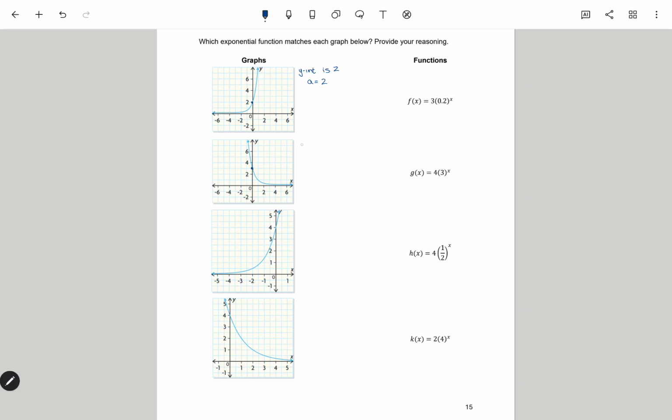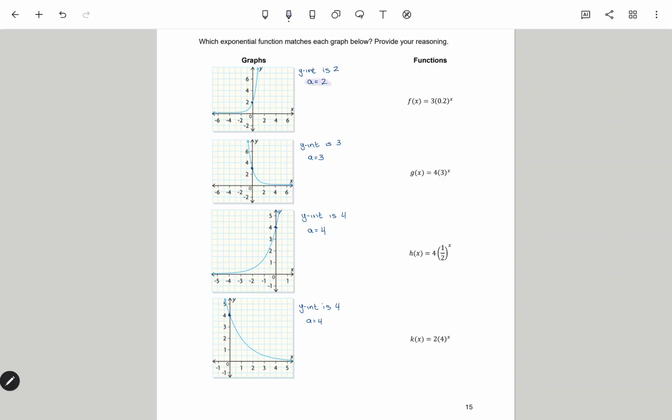I look here. My y-intercept is 3. Therefore, my a value has to be 3. Y-intercept is 4. Therefore, a has to equal 4. And again, our y-intercept is 4. So a equals 4. Just by doing that, I can already figure out 2 of my equations.